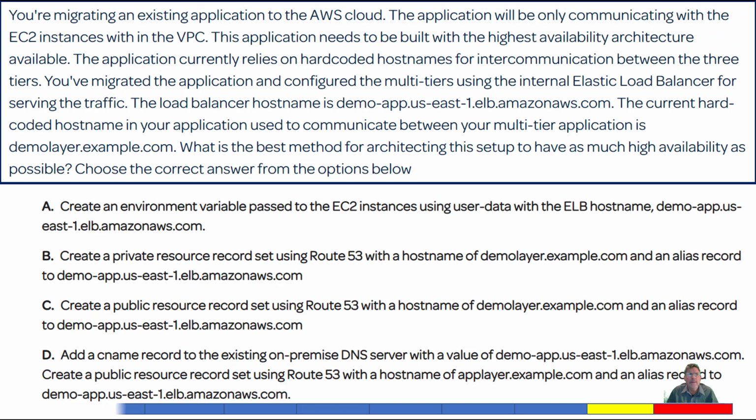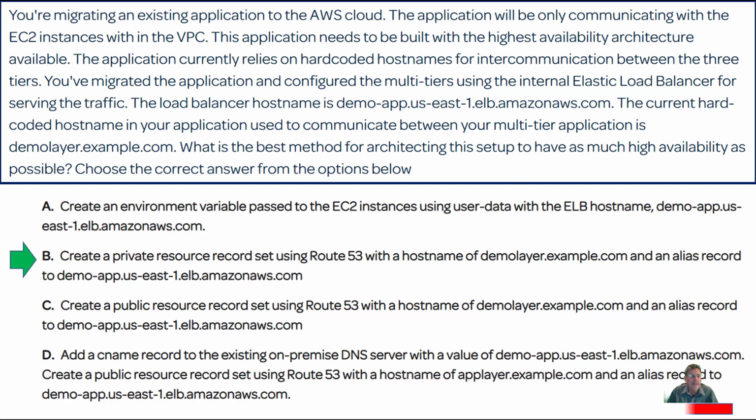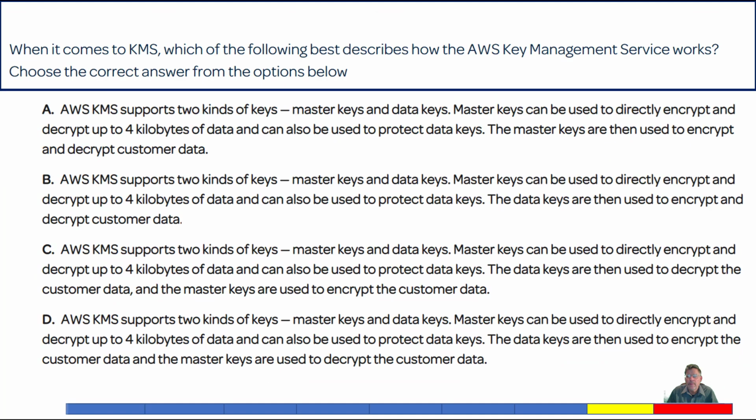You're migrating an existing application to the cloud. You need to be able to build the highest availability architecture. You have hard-coded host names, so you're using Route 53 to be able to handle that. How are you going to solve it? What is the best method for high availability? Is it going to be using the user data option, using an alias record, using an alias record with the host name, or using a new CNAME? Well, an alias record is the solution, and you might do a little more research to see when that went out.